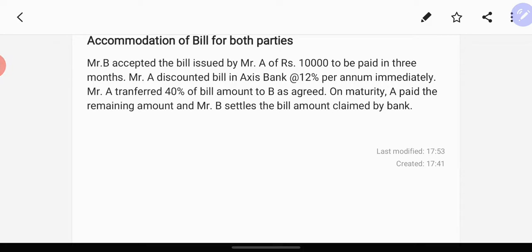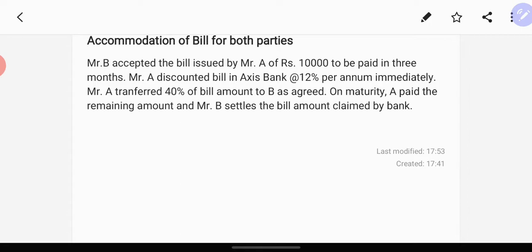So, in this lecture, we are dealing with a situation in regards to the accommodation of a bill where both the parties of the bill are taking advantage from the bill. In this video, we'll deal with a particular situation where both the parties of the bill will share the amount that is received after discounting the bill from the bank, and we'll also see how the accounting of this situation will be done in the books of each party.